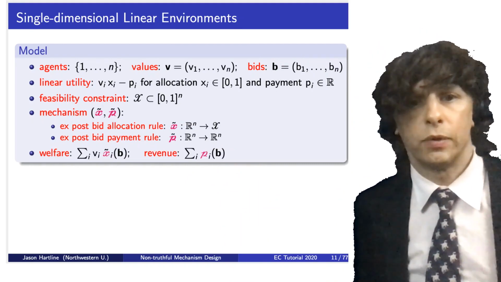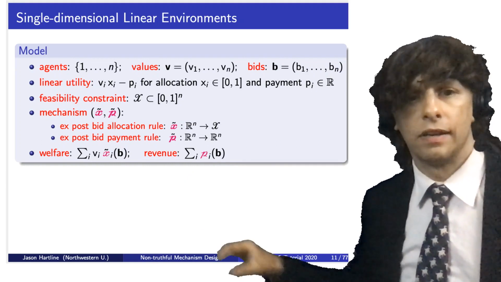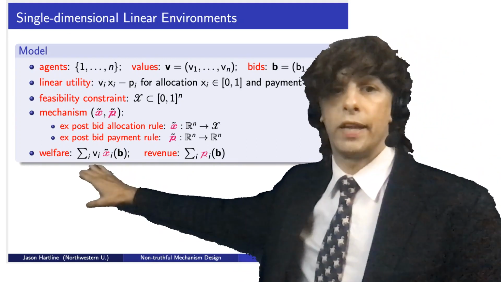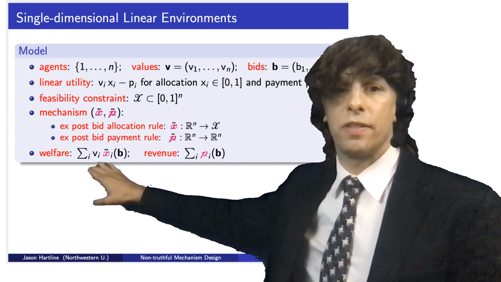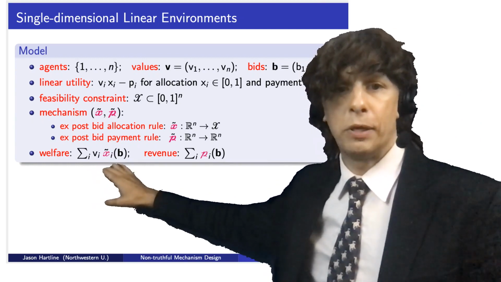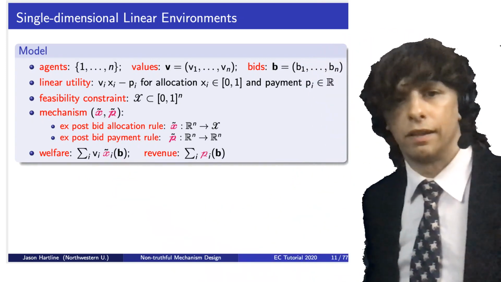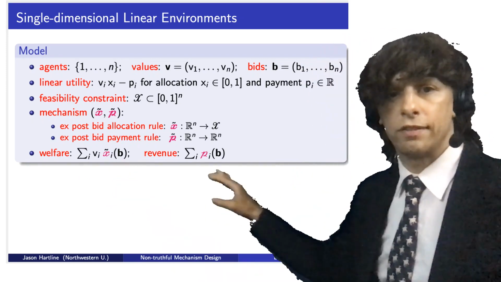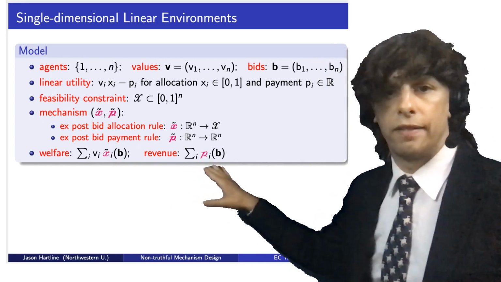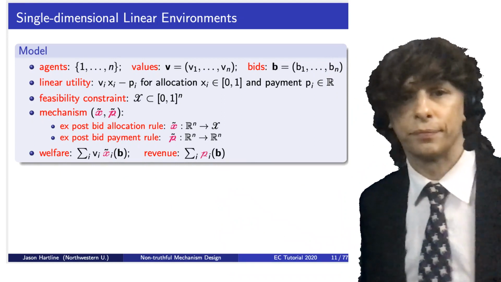Great. Given this notation, we can identify what the welfare of a mechanism is. It's just summing over all agents the value that the agent gets for receiving a service times the probability that the agent receives service given the bid profile. Similarly, the revenue is just summing over all agents the price paid by each agent given the bid profile.